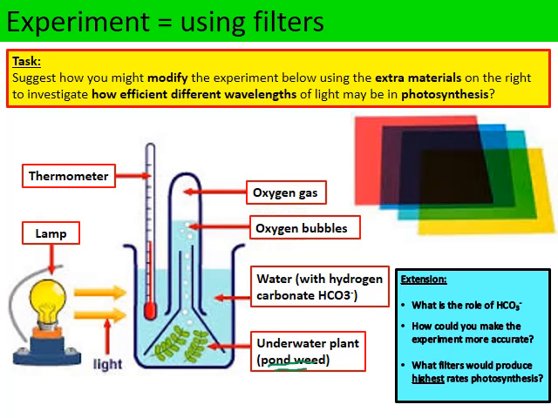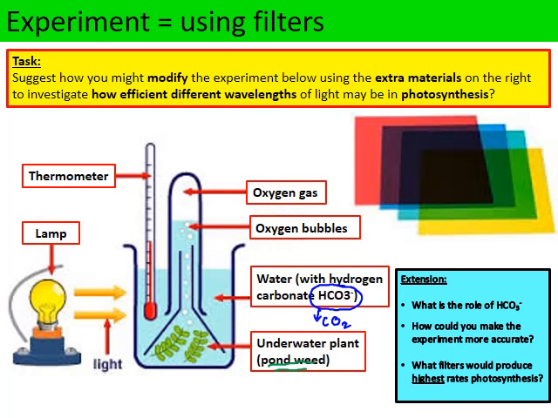Now, in the extension activity on the right hand side, it does say, what is the role of hydrogen carbonate ions dissolved in the water? Well, we know these underwater plants require carbon dioxide, so the hydrogen carbonate ions, they actually dissolve in the water and they provide the carbon dioxide that's needed by the chloroplasts in the production of glucose.